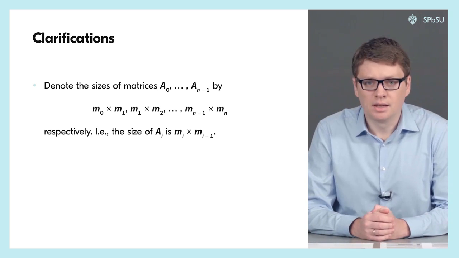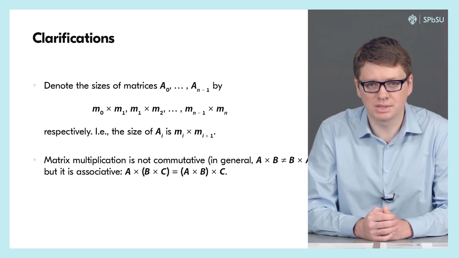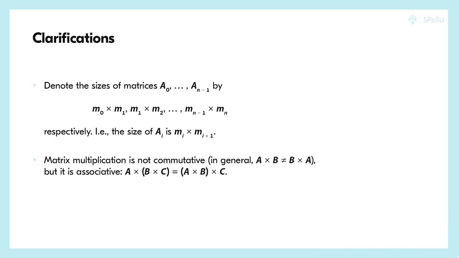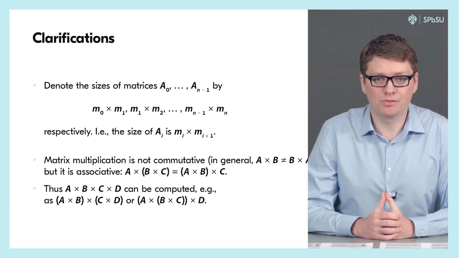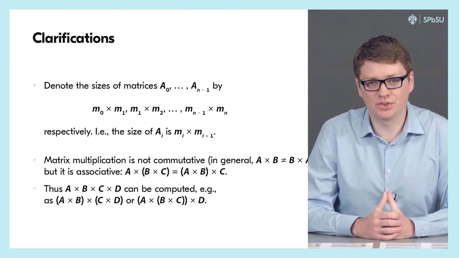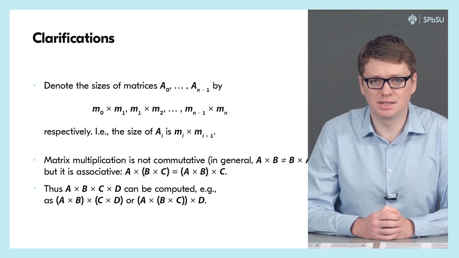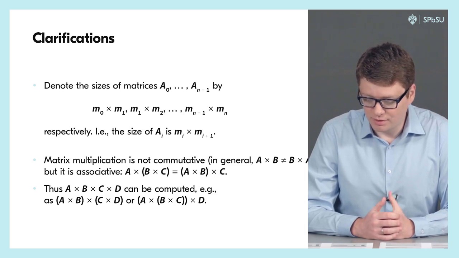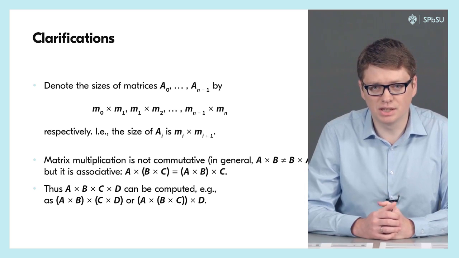Then recall that even for square matrices, matrix multiplication in general is not commutative. Namely, there are matrices A and B such that A times B is not equal to B times A. This means that even if our matrices were square, we would not be able to swap the order of matrices. The same holds for four matrices. So if we need to multiply A by B by C by D, then there are at least two possible orders. We may first want to multiply A by B, then C by D, then multiply the two results, or we may first multiply B by C, then multiply A by the result, and finally multiply the result by D.